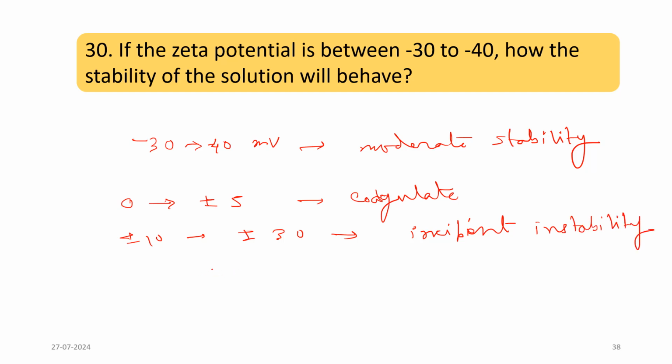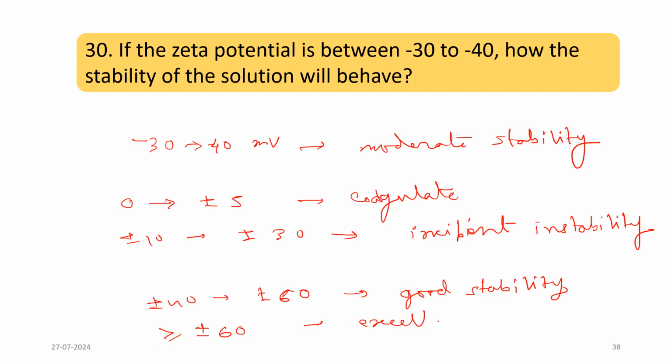So ±30 to ±40 is said to be moderate stability, and above this, ±40 to ±60, it is good stability, and more than ±60, it is excellent stability. Okay.